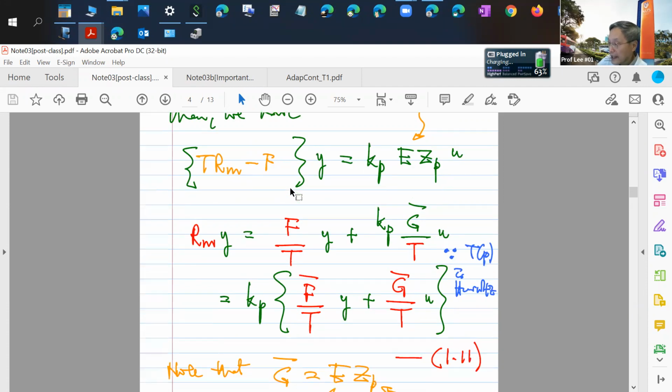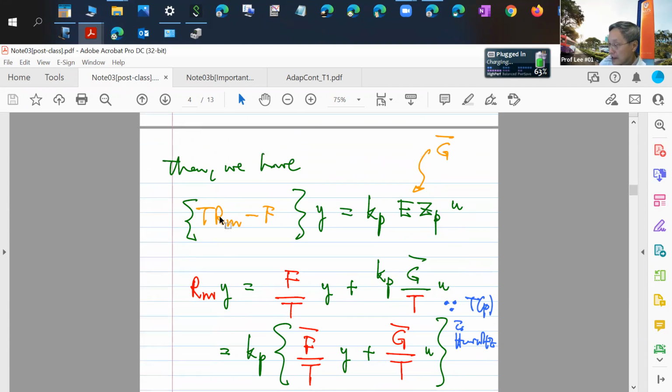Then let's rearrange, and we get Rm y, and of course the other side with the G bar. Then what I also do is filter both sides by 1 over T.